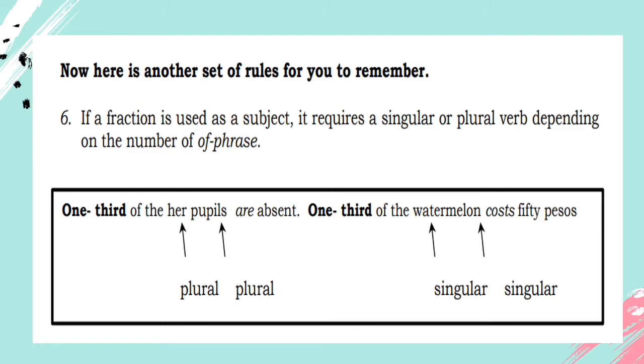Number 6. If a fraction is used as a subject, it requires a singular or plural verb depending on the number of the phrase. Let's see the examples. 1/3 of her pupils are absent. 1/3 refers to pupils.